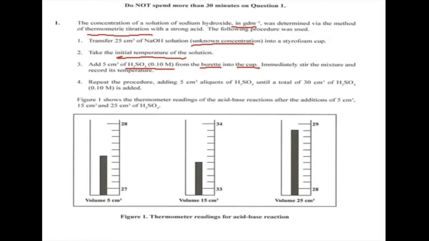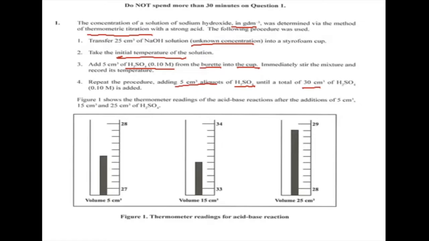Immediately stir the mixture and record its temperature. Repeat the procedure, adding 5 cm cube aliquots of sulfuric acid until a total of 30 cm cube of sulfuric acid is added.